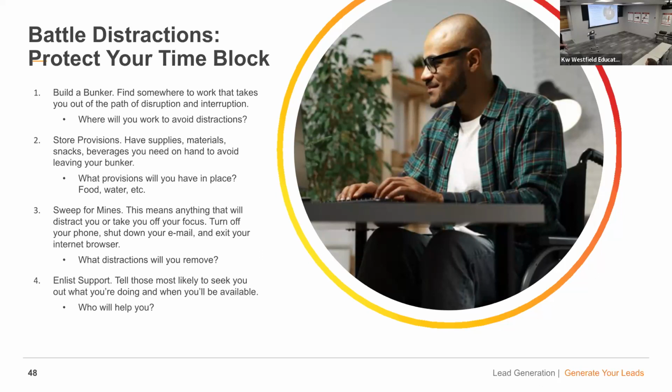He would write down his call list and he'd disconnect his internet. So think about that. He'd lock himself in his office. He'd make sure he has what he needs on hand. He'd sweep for minds. So he'd literally take off his pants, disconnect from the internet so he could not look at his email or internet browser at all. And then he would enlist support from his assistant to hold him accountable. That's a very intense way of doing this. Not saying you have to do that, but just an idea, right?